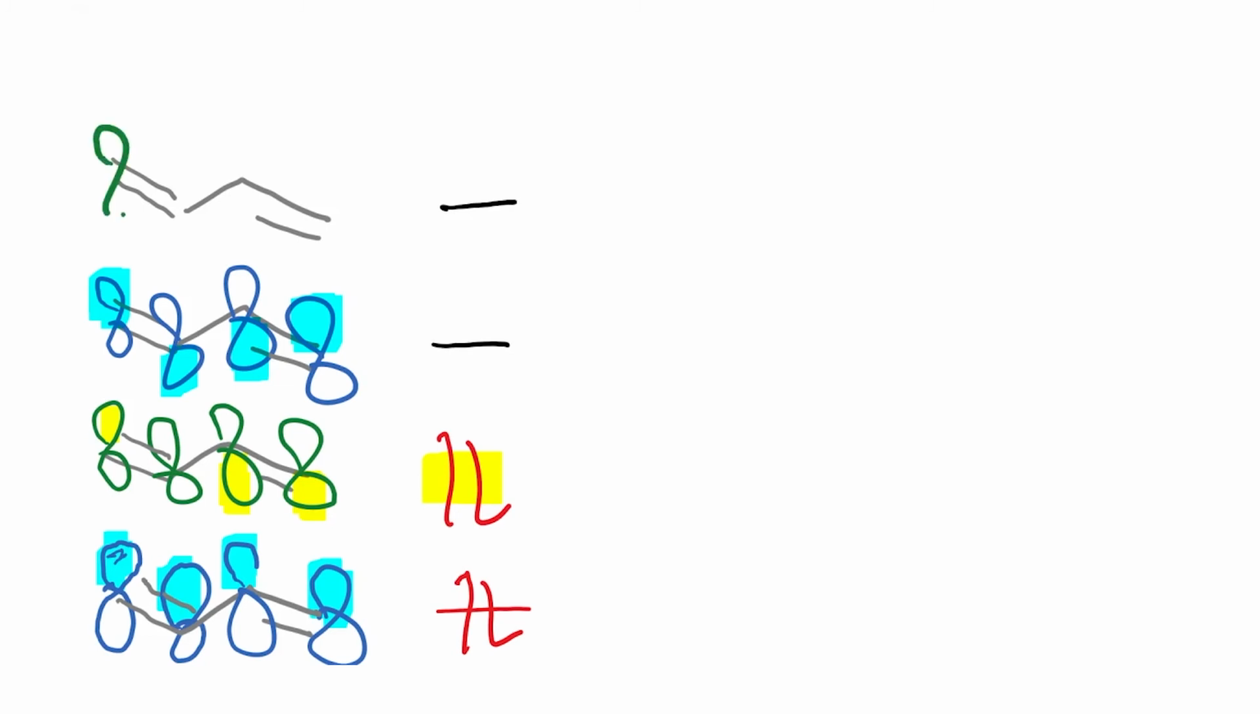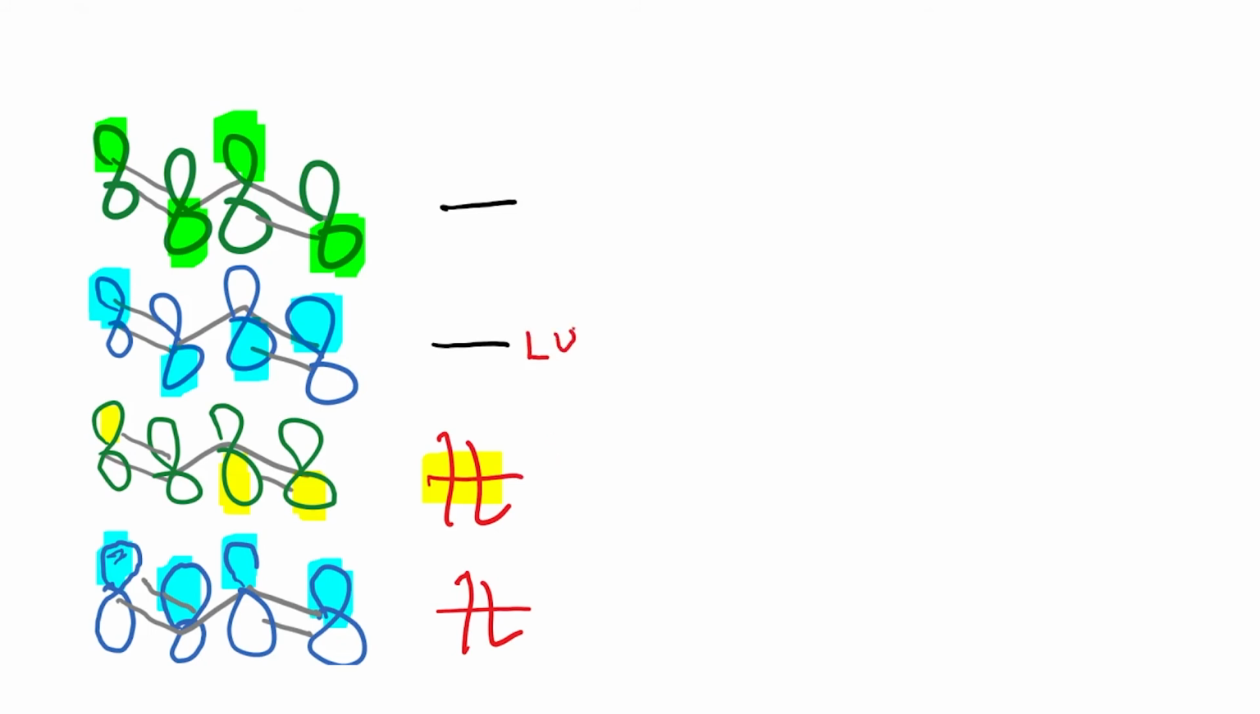Okay, so there's no overlap. So this is here, this is here, this is here, and this is here. So this is fairly straightforward to draw out. Okay, and now just to recall, this is the lowest unoccupied molecular orbital, and this is the highest occupied molecular orbital.